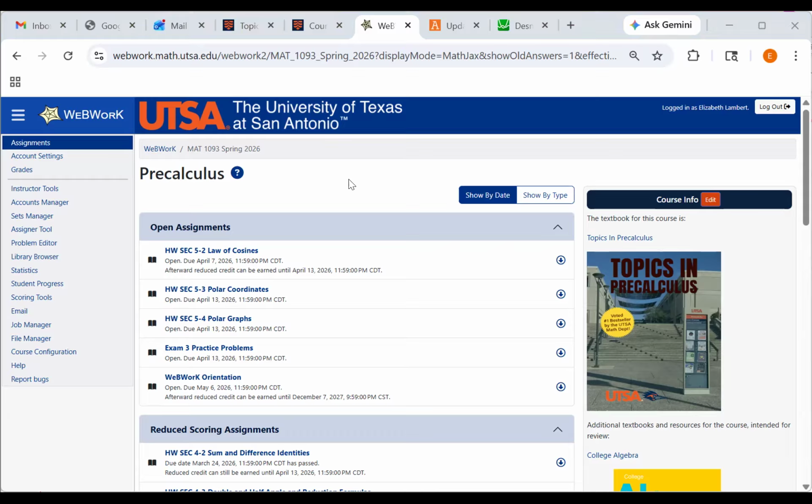All right, so we could look into the WebWork on 5.3, but before we do that, did you guys have questions about anything that's due today? There's a writing assignment that's due today on law of sines and law of cosines. We could look at that if you wanted, or any of the old homeworks as well.